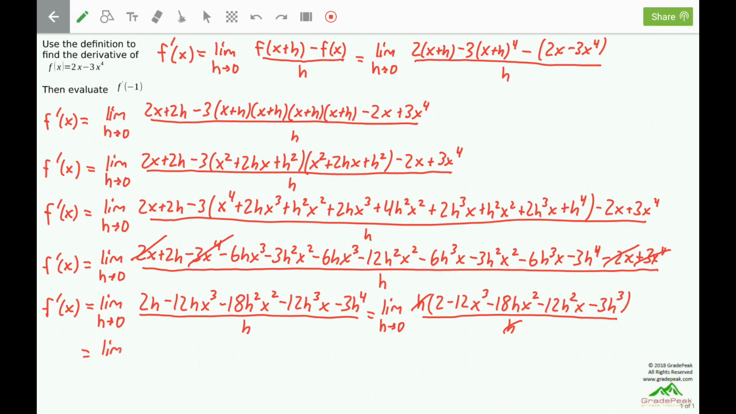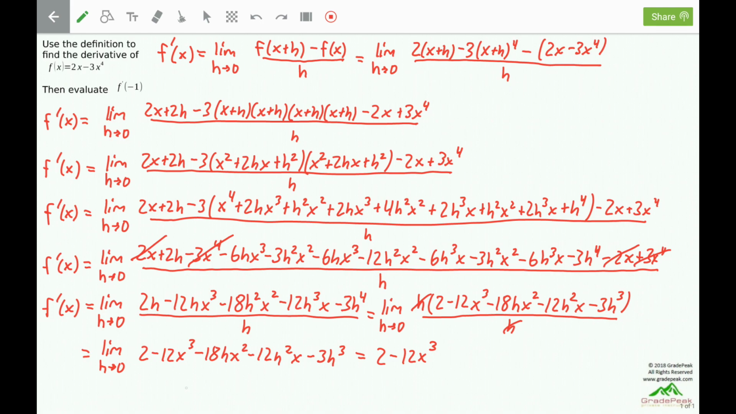Let's just recap what we have left over. So we have 2 minus 12x cubed minus 18hx squared minus 12h squared x minus 3h cubed. We can put a 0 in for all of the remaining h's, and that will make 2 minus 12x cubed, and the remaining 3 terms will all become 0 when h is 0. Well, there's our derivative. That's our function. That is the derivative.